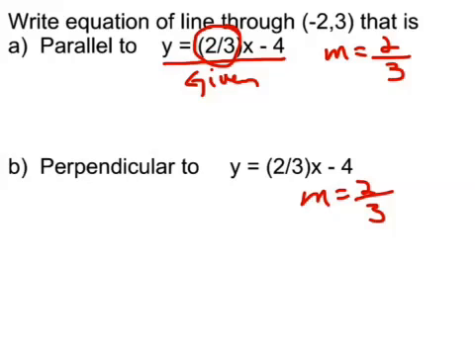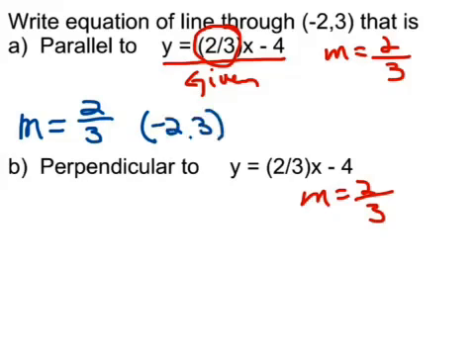All right. So now let's switch to blue, which will be our perpendicular and our parallel line. So in part A, they want parallel. So that means my parallel slope is going to match. And I'm going to go through the point negative 2, 3. That was given in the directions. So the answer would be y minus 3 equals 2/3 times the quantity x plus 2.